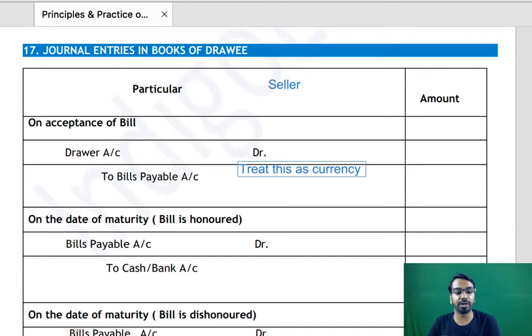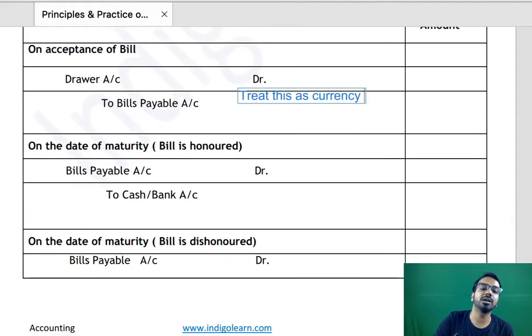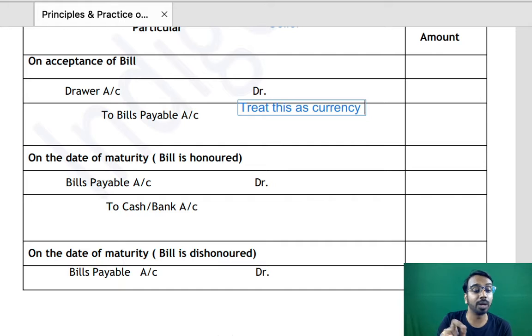Now on the maturity date, if the drawee honors the bill, you debit bills payable, you credit cash or bank. If it is dishonored, then you will reverse the original entry. You will debit the bills payable, credit the drawer.